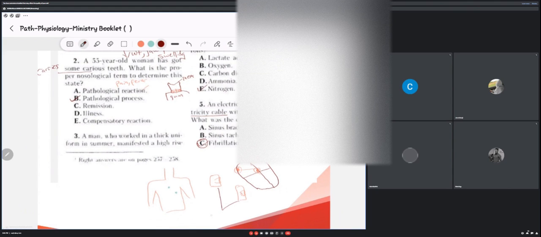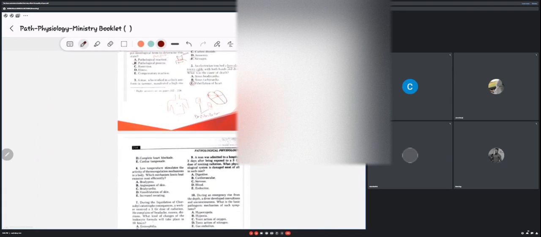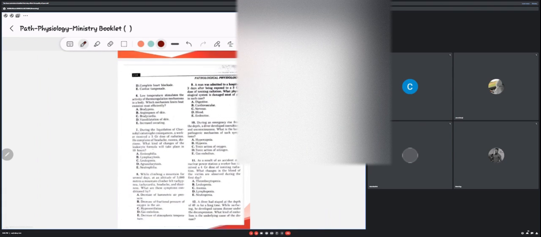Let me label this defibrillator. Okay. Then question 6 here.